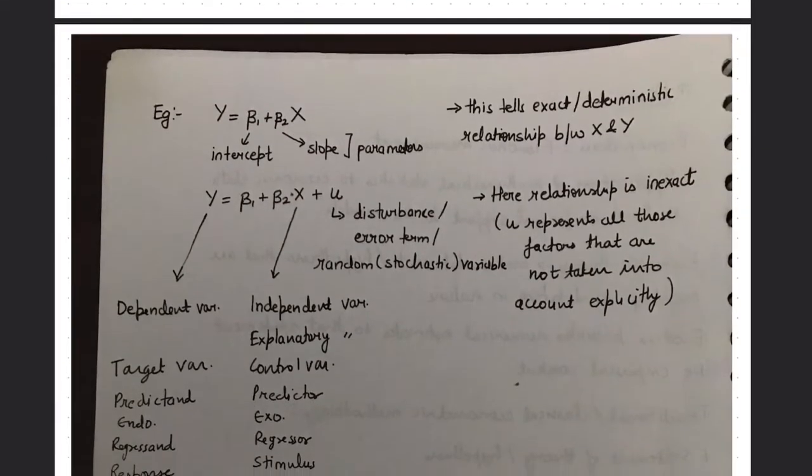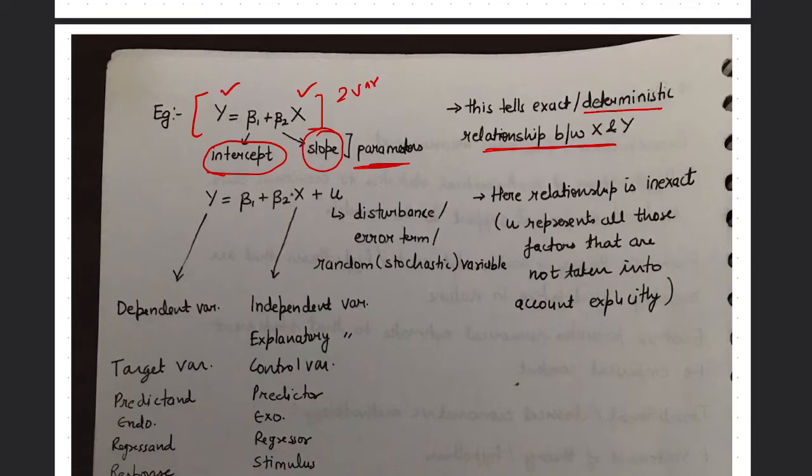So an example is, we typically have a model of this kind. This is a model in two variables, that is y and x. So y equals beta 1 plus beta 2 x. Beta 1 is called the intercept term, whereas beta 2 is called the slope. This intercept term and slope are called parameters. Now this tells an exact deterministic relationship between x and y. Here there is no error term present.